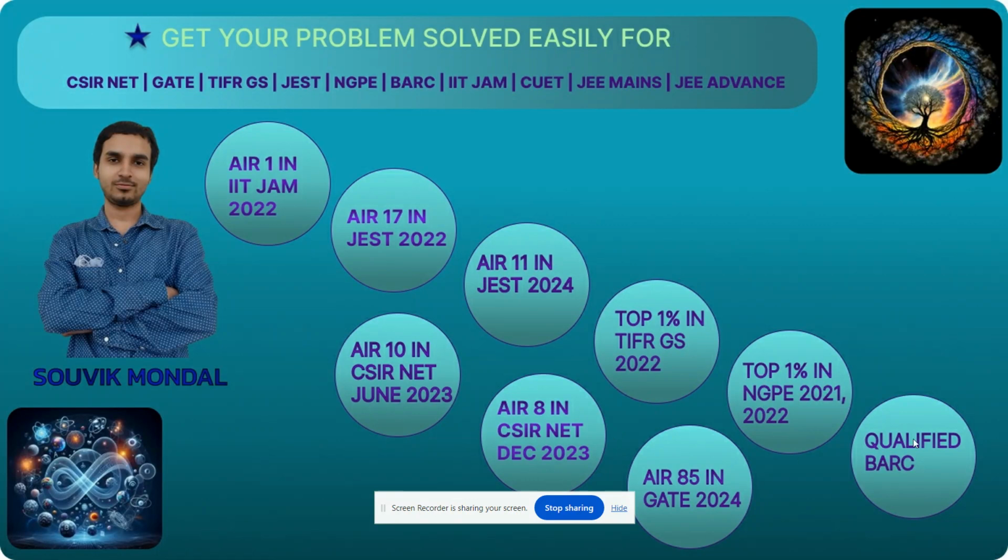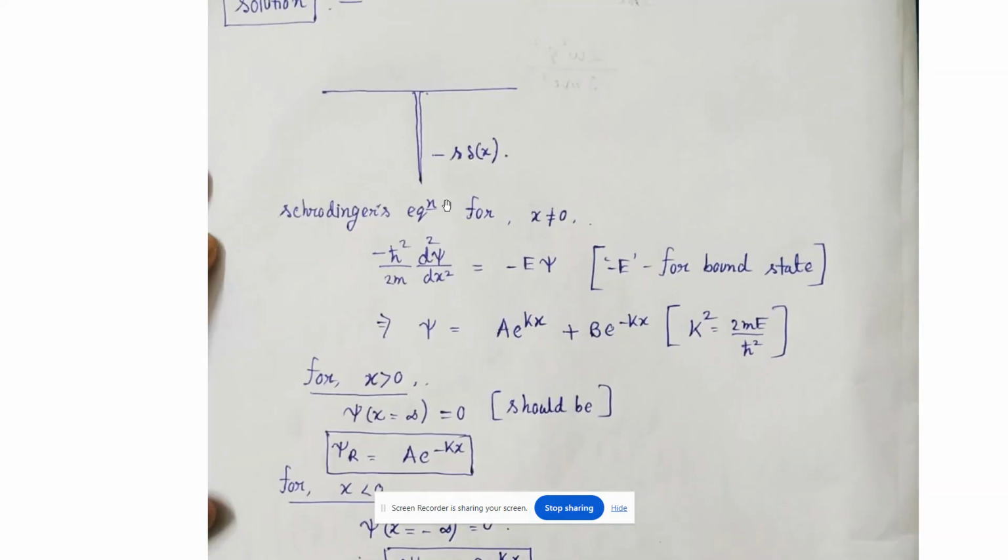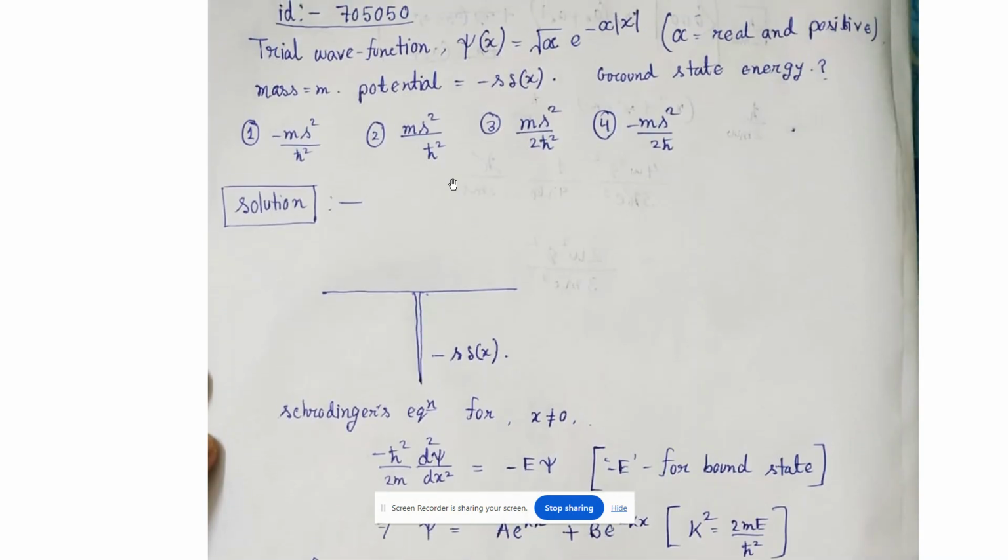So okay, now let's start the solution of one CSIR NET problem. The problem is from quantum mechanics, the delta function potential problem. Okay, so this is the problem. The given wave function is root alpha e to the power minus alpha mod x. This is definitely a delta function potential.